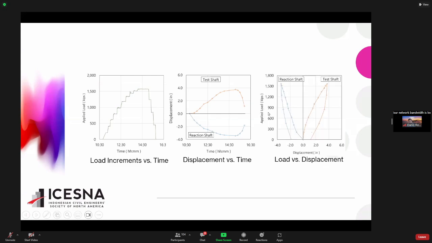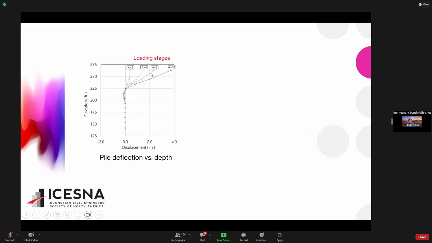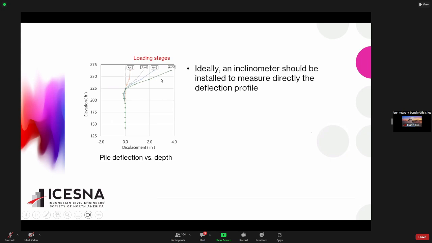If we plot load and displacement, this is what we get: the test pile and the reaction pile. The test pile moved approximately 3.75 inches. This is showing you the profile from different loading states. Ideally, you want to put the inclinometer in the middle of the pile, so you can measure the pile profile directly, but we didn't use that.